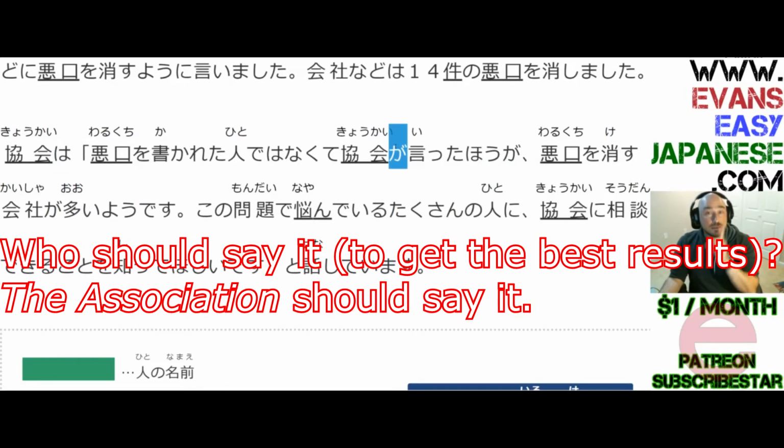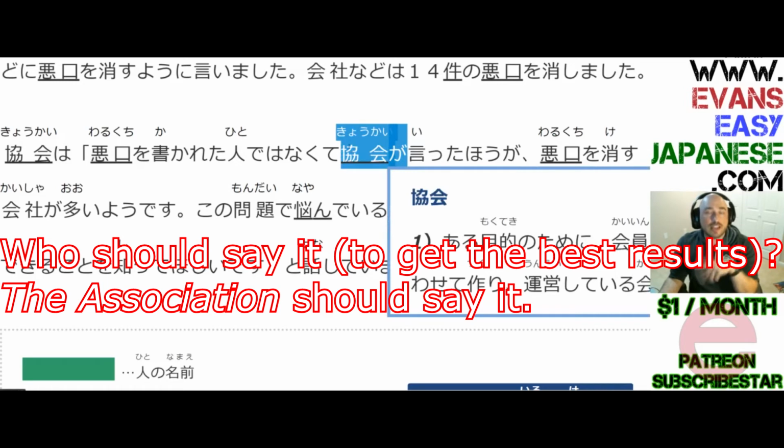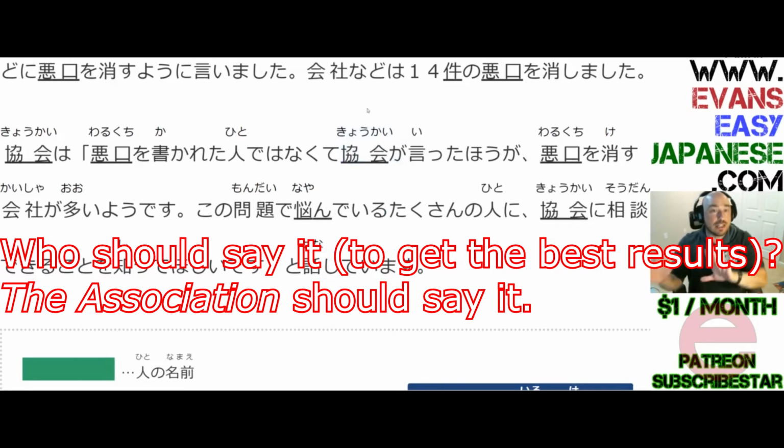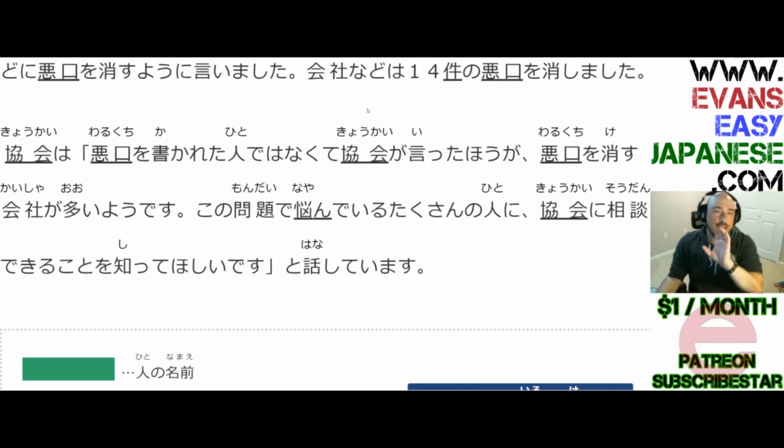This ga is here explicitly because we're different, because we're emphasizing that it should be the association that says it. Okay? Because this is important to who says it. It's like, who should say it? They should say it. That kind of a feeling of an answer of a question and putting the emphasis before the subject, that's why it's a ga there. So very grammatically intense, very informative sentence right here. I hope you learned a lot.